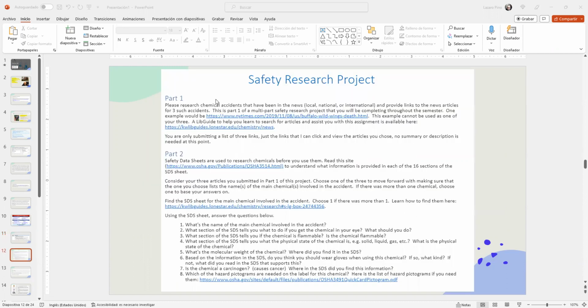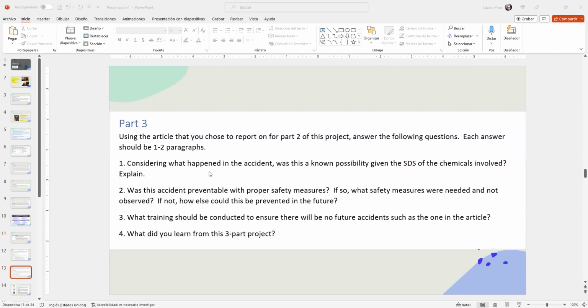Well, here you have the safety research project. You have part number 1, part number 2. Follow the instructions and do it as soon as possible. And here you have part number 3. You need to answer this question and send it to me. This is the project, the safety project.